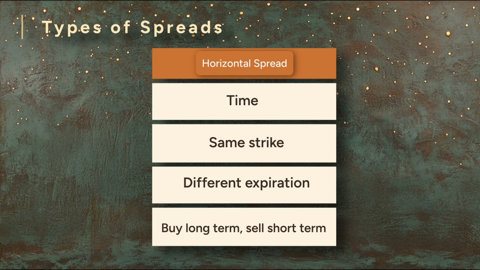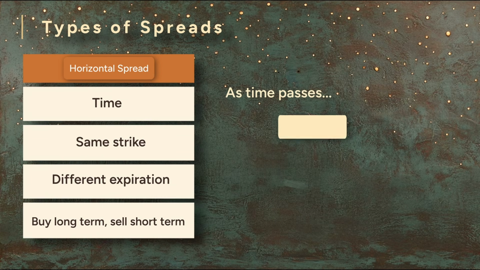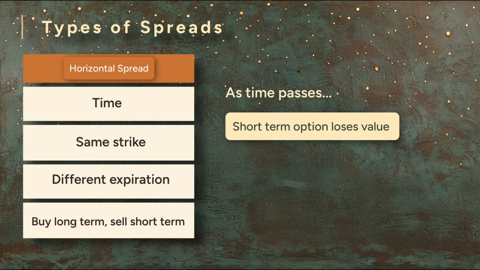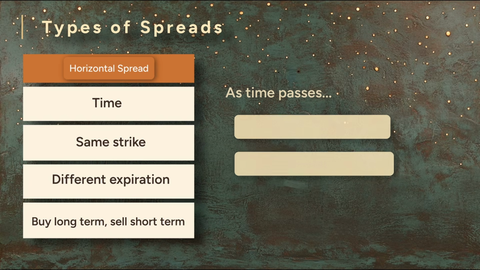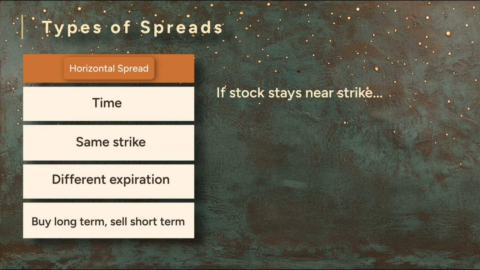Typically, you buy the longer-term option and sell the shorter-term option in order to benefit from the expected effects of time decay. As time passes, the short-term option loses value faster, while the longer-term option retains more of its premium. If the stock stays near the strike, the short leg fades away and the spread gains value. It's a position that thrives on stability and time, not big price swings.